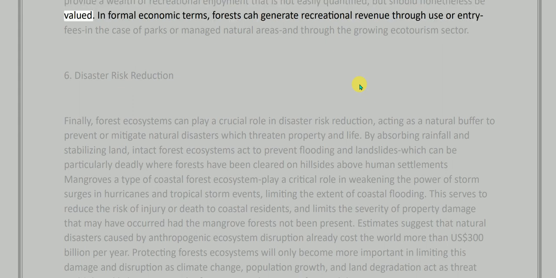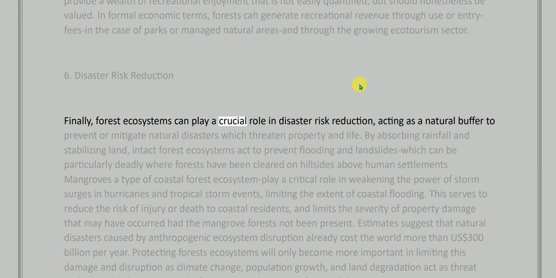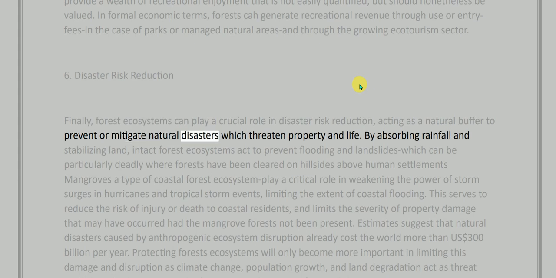In formal economic terms, forests generate recreational revenue through use or entry fees in the case of parks or managed natural areas, and through the growing ecotourism sector. 6. Disaster risk reduction. Finally, forest ecosystems can play a crucial role in disaster risk reduction, acting as a natural buffer to prevent or mitigate natural disasters which threaten property and life.